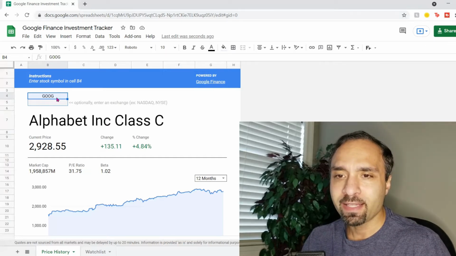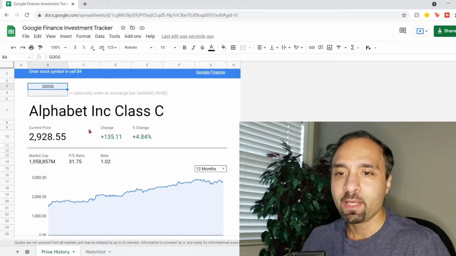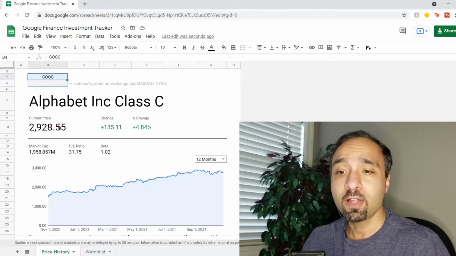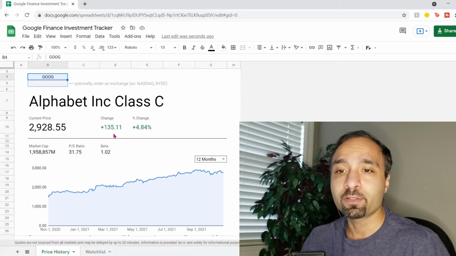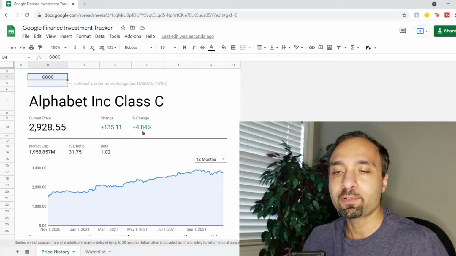As you enter that, you see the details at the bottom. You see the current price for the stock. You see what has been the change in terms of dollar value in the last trading day. So for example, today at the time of making this video, the markets are closed. The Alphabet or Google stock was up by $135 per share, and it was up by 4.84%. That's equivalent to that percentage difference.